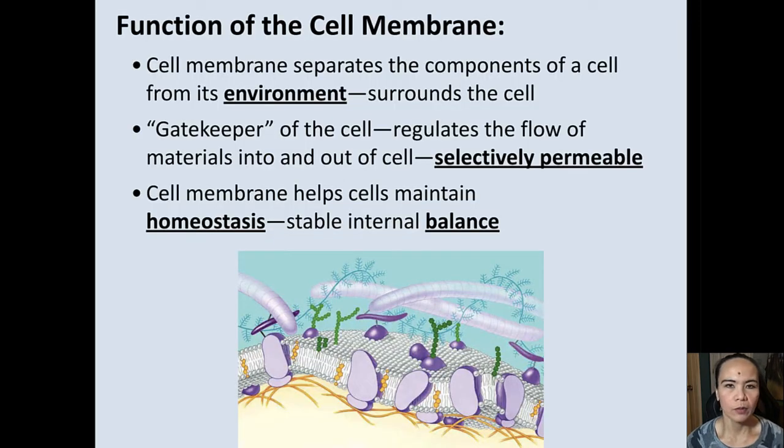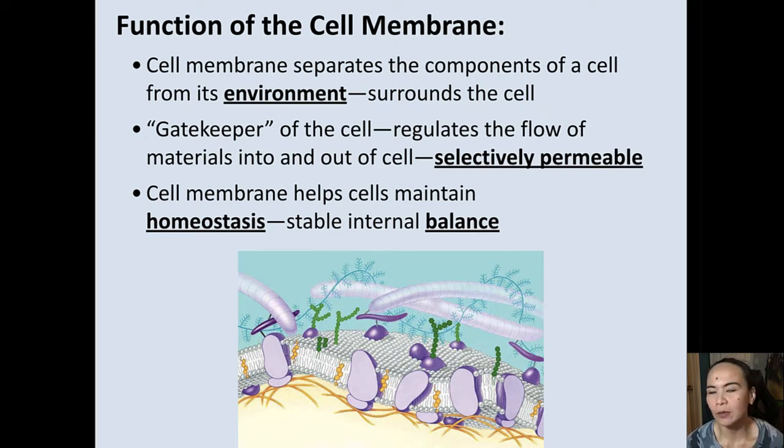Now, first and foremost, let's look at the function of the cell membrane. As you know, the cell membrane separates the components of the cell from its environment and surrounds the cell. It is kind of like a gatekeeper of the cell, which regulates the flow of materials into and out of the cell, which is why it's called selectively permeable.